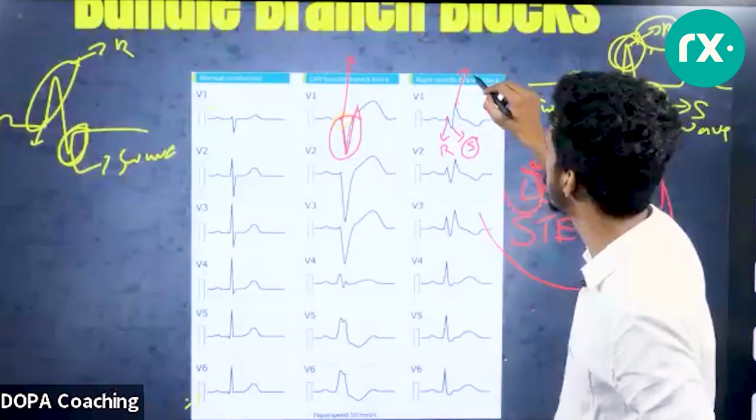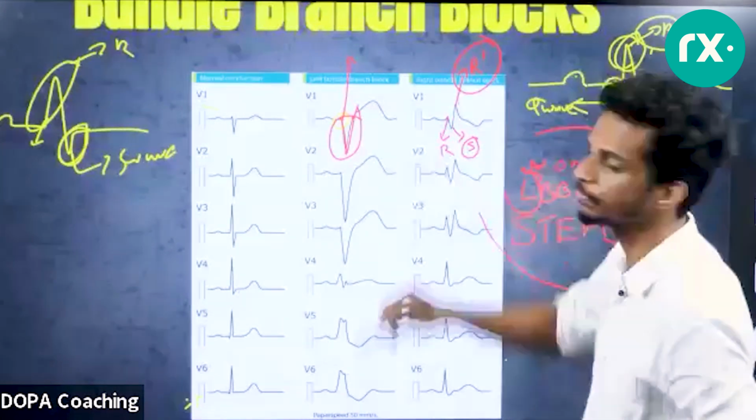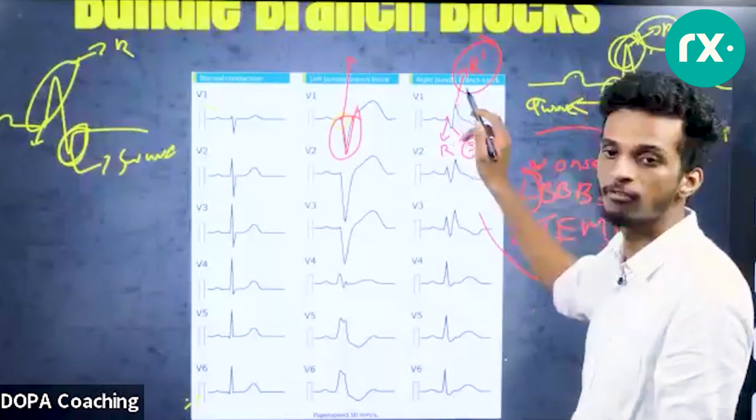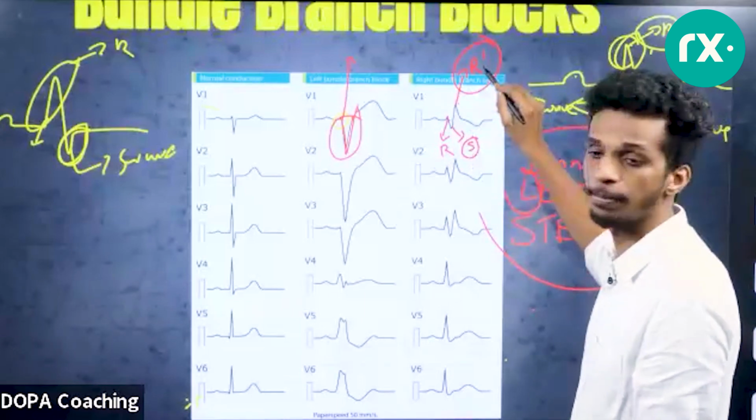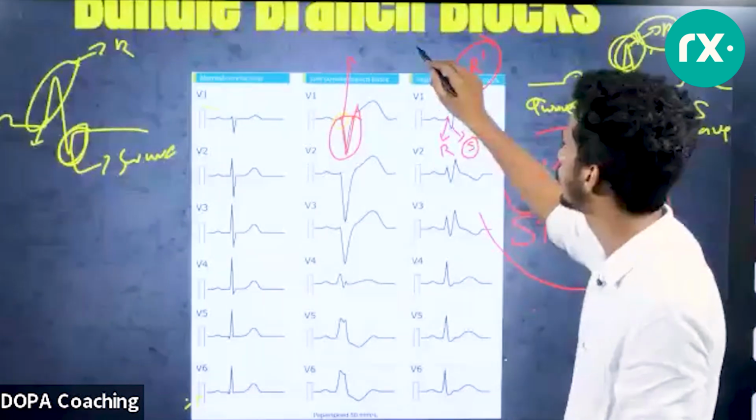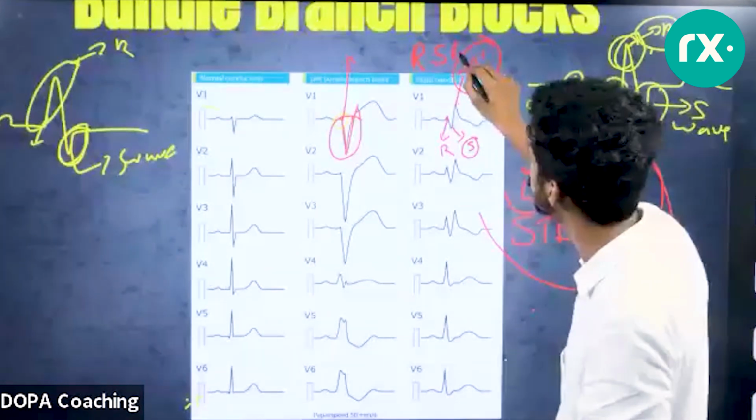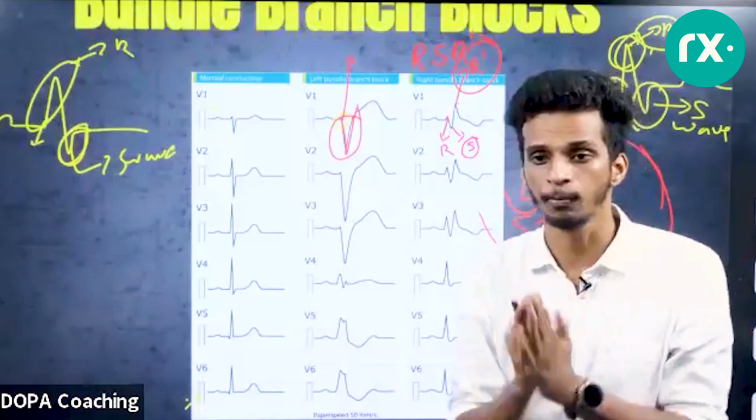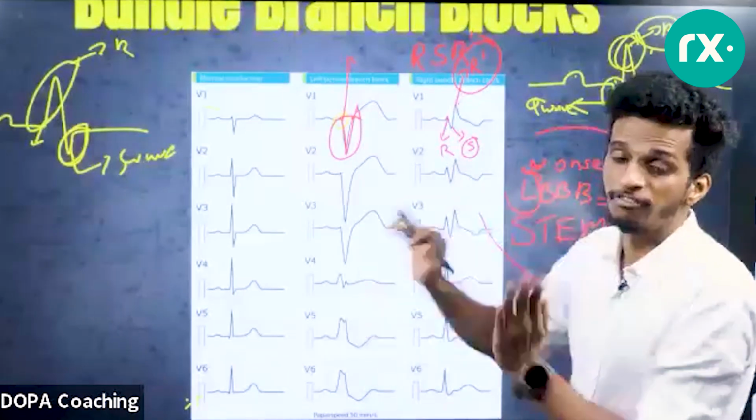So the second positive deflection, we call this an R dash. In RBBB, what we find is an RS-R dash pattern. This is classical of RBBB. And RBBB usually is benign, that means it doesn't cause much problems. But LBBB is important. So that's briefly about bundle branch blocks.